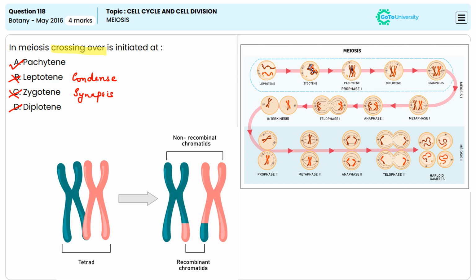Option D, diplotene. So here the chromosome begins to separate slightly. So we can say that the crossing over is already complete here. So here the separation of chromosomes takes place. So that means option D is also incorrect. The correct answer is option A, Pachytene.